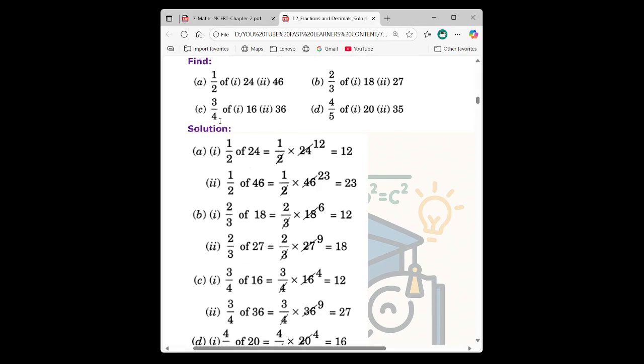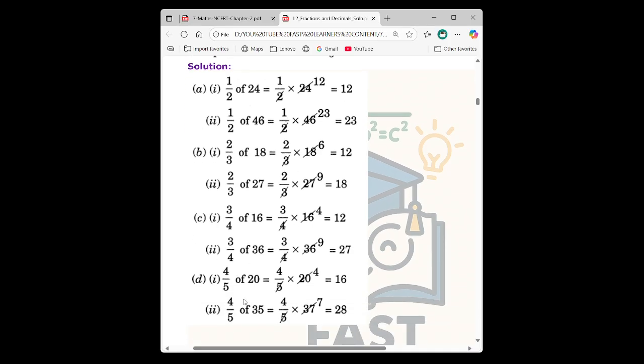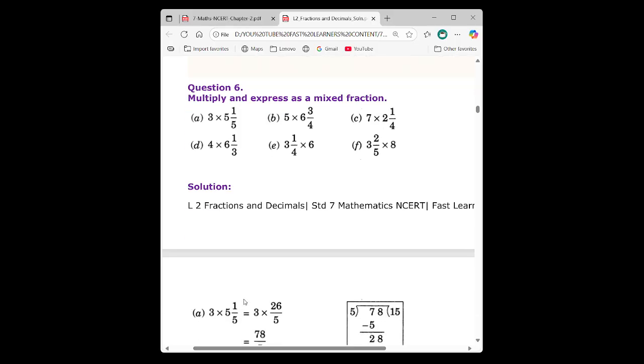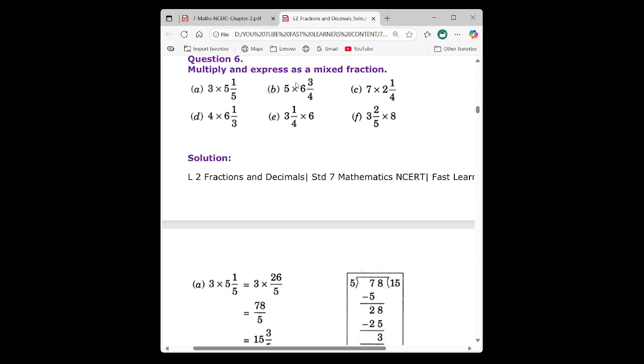So all these questions, 3 upon 3, 3/4 of 16 and 3/4 of 36, you will find out the same way. The next question also, same way you have to find out. Now multiply and express as a mixed fraction.